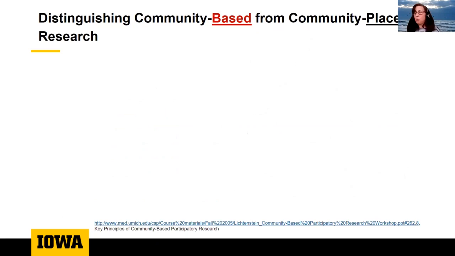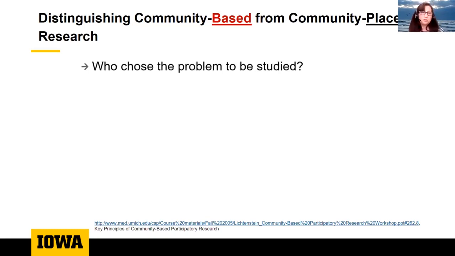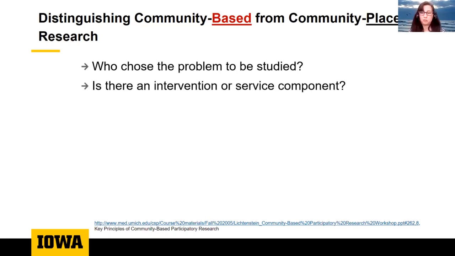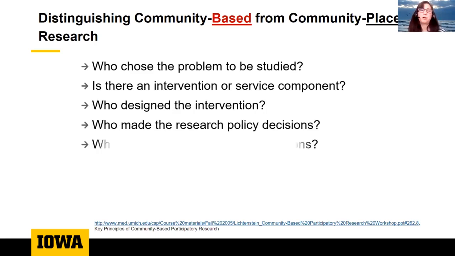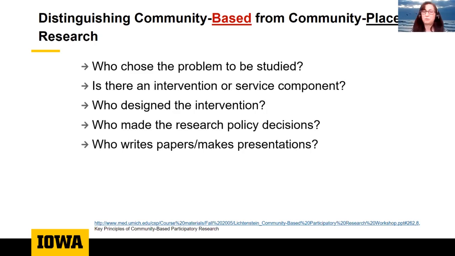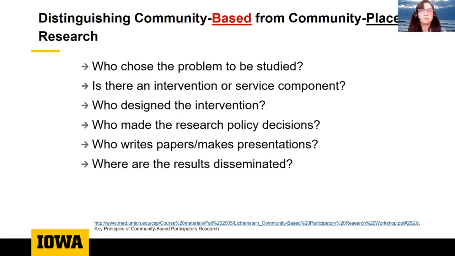One way to think about authentic and meaningful community engagement is to ask ourselves questions that distinguish community-based research from community-placed research. Community-placed research is when we are doing research in a particular community, but that has not engaged them meaningfully in that process. And so we ask ourselves questions like, who chose the problem to be studied? Is there an intervention or service component? Who designed the intervention? Who made the research policy decisions? Who writes the papers and makes the presentations? And where are the results disseminated?